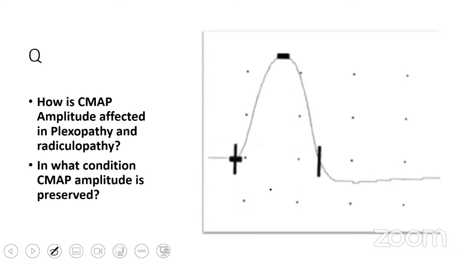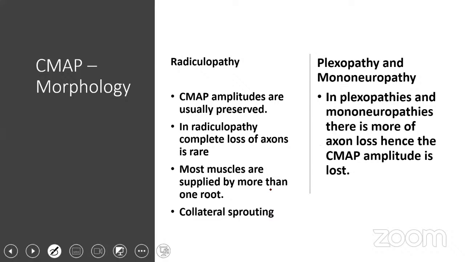Okay. How is CMAP amplitude affected in plexopathy and radiculopathy? In what conditions is CMAP amplitude preserved? If you want to answer these two questions, you should know the radiculopathy, plexopathy, mononeuropathy differences, which I have already told you.